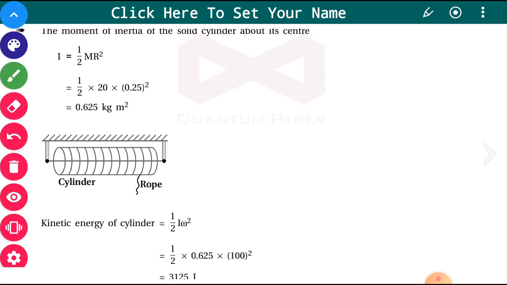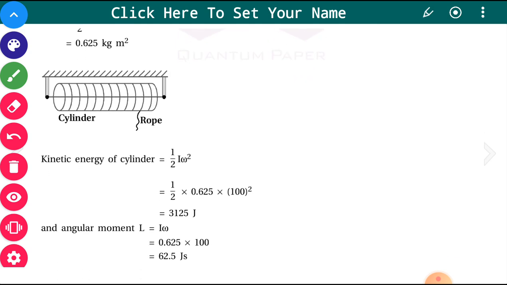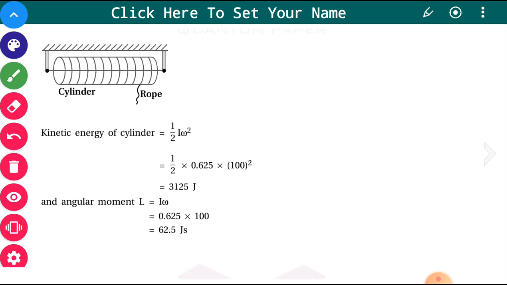Now it is tied in this way. The rope is curled on it, and if you push or pull this rope this side, then it will start performing rotational motion. So kinetic energy will be 1/2 I omega square.